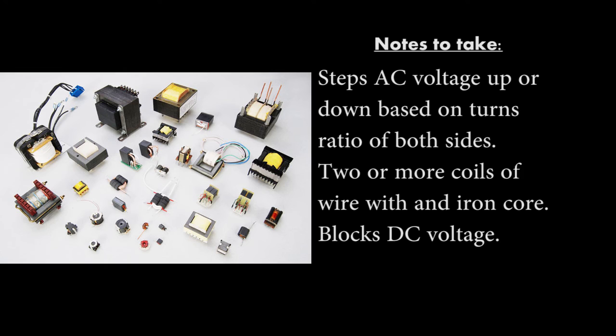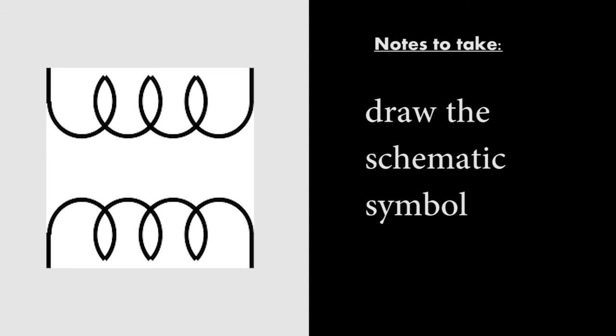It's important to note that DC voltage cannot pass through a transformer. Many dynamic microphones like the Shure SM57 and SM58 have transformers built into the inside that prevent phantom power, 48 volts DC, from getting into the microphone circuit and to the microphone element. Here's a schematic symbol for a typical transformer.